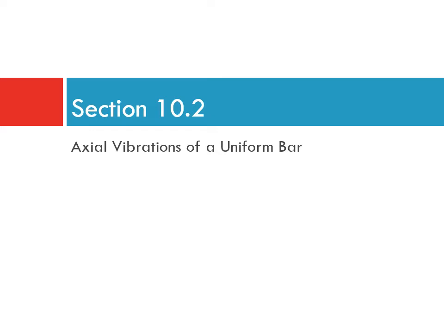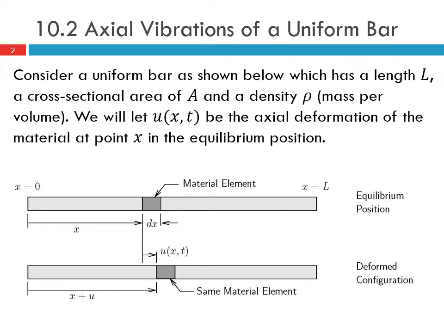So we're continuing chapter 10, where we're talking about vibrations in continuous systems. And in this section, we're going to talk about axial vibrations in a uniform bar. So if we consider a uniform bar, as shown in the figure here, which has a length of L, a cross-sectional area of A, and a density in terms of mass per unit volume, rho.